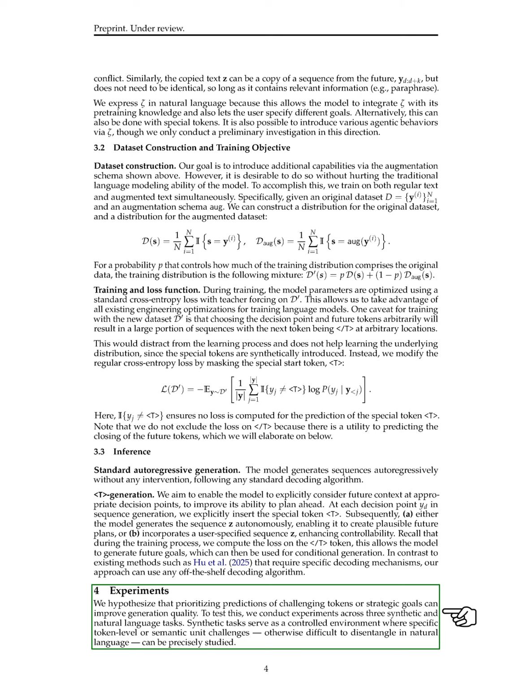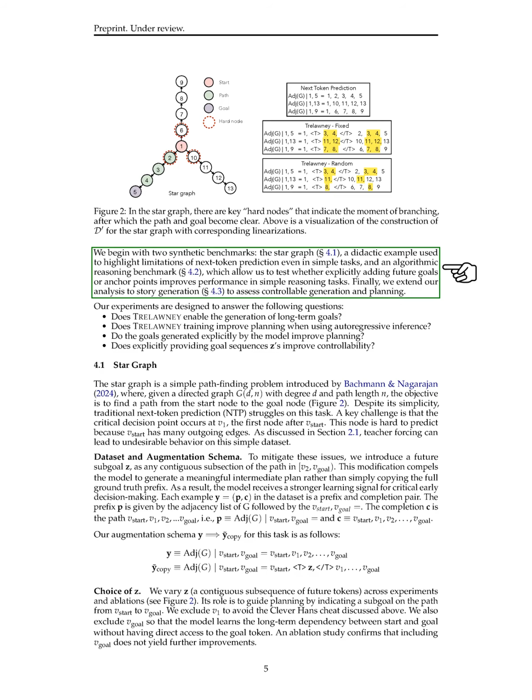To test this, we conduct experiments across 3 tasks, both synthetic and natural language. The synthetic tasks provide a controlled setting to study specific challenges that are hard to separate in natural language. We start with 2 synthetic benchmarks: the star graph, which illustrates the limitations of next token prediction in simple tasks, and an algorithmic reasoning benchmark, which helps us assess whether adding future goals improves performance in reasoning tasks. We also explore story generation to evaluate controllable generation and planning.